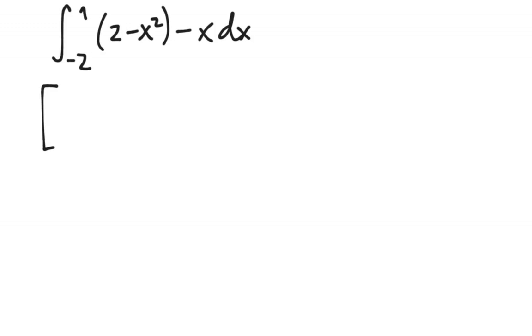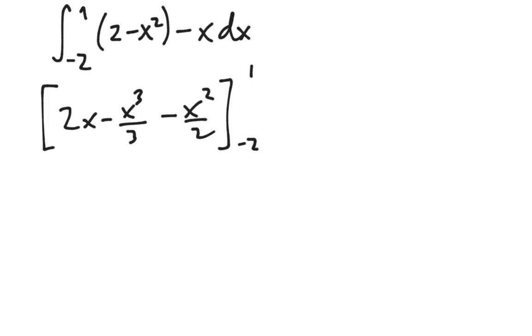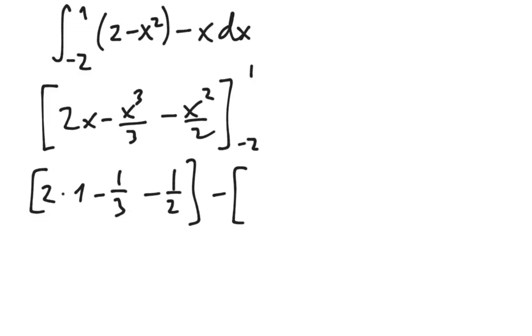The integral that we have is negative 2 to 1 of 2 minus x squared minus x, dx. I'm going to do this rather quickly, so stay with me. The antiderivative will be 2x minus x cubed over 3 minus x squared over 2, evaluated from negative 2 to 1. So now we plug in 1. We're going to get 2 times 1, minus 1 cubed over 3 is 1/3, minus 1 squared over 2 is 1/2, minus, simplifying as we go, 2 times negative 2 is negative 4.